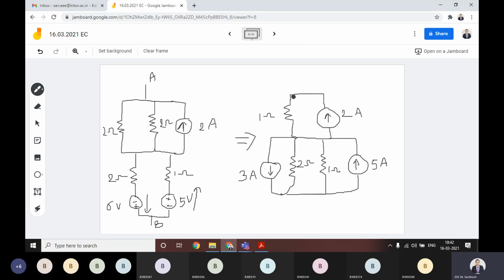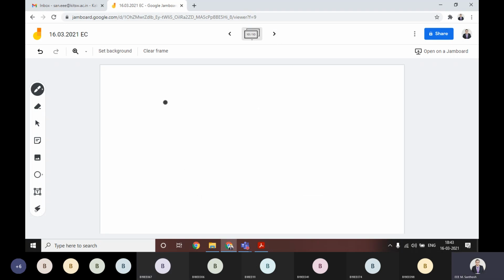Okay, then from this combination, 2 ohm and 1 ohm are both in parallel. What is the equivalent resistance here? 2 ohm, 1 ohm. Can anyone tell us? 1.5. Very good. That is 2 by 3, right? Is it right? 2 by 3 you are getting.